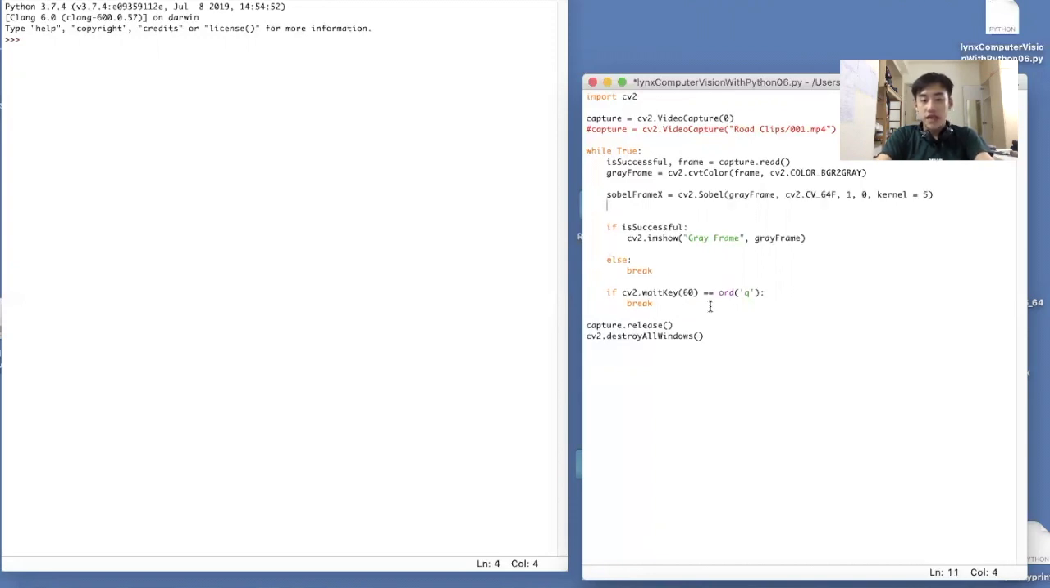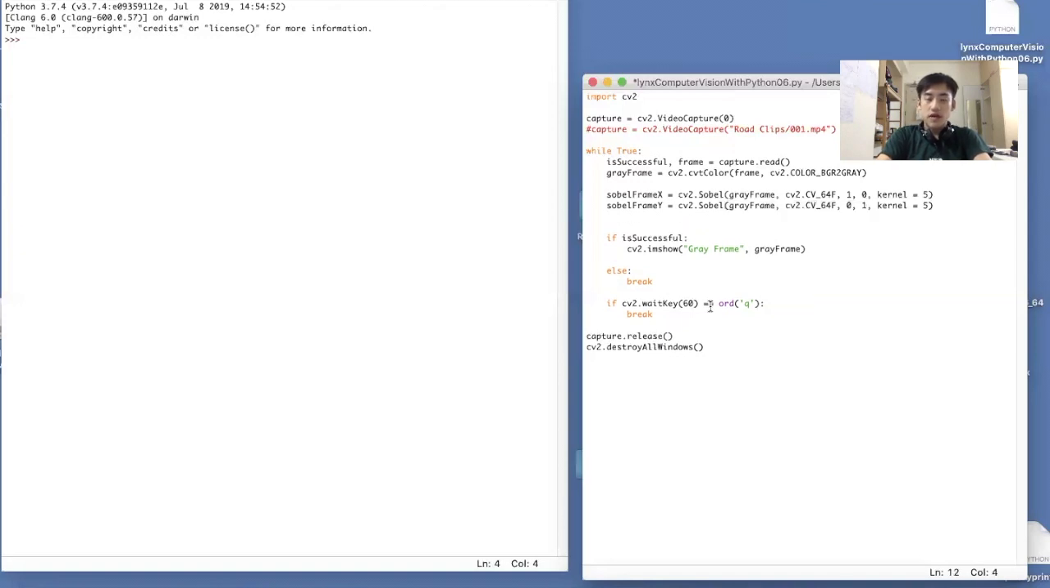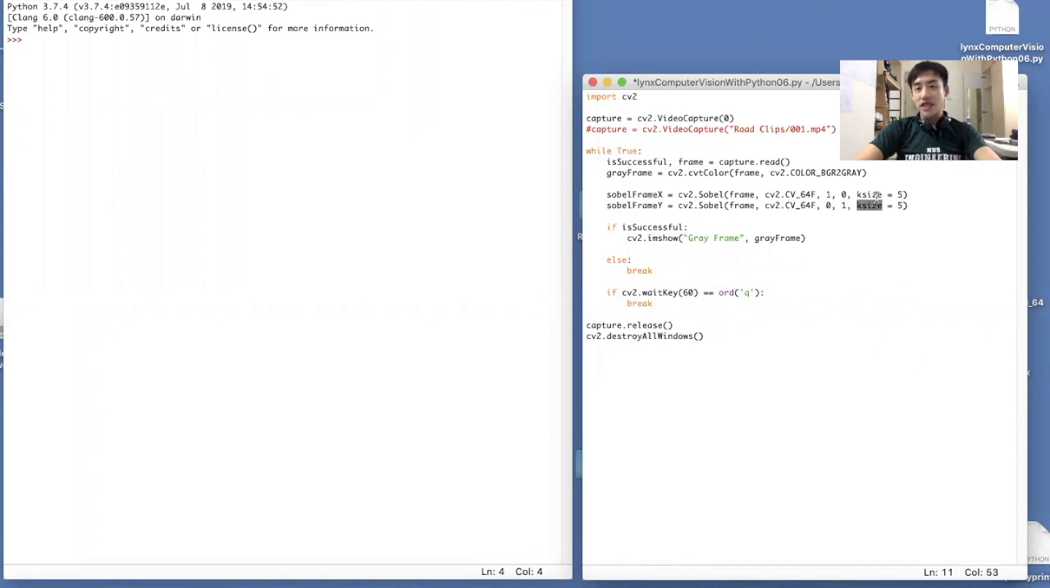Right. So similarly, let's do one for the y-axis. Sobel frame y, cv2.Sobel, frame, cv2.CV_64F. For this, it'll be different, so it'll be 0, 1. ksize equals 5. One argument I changed is actually ksize, so that's how the naming convention is done. This means the x-axis and the kernel size is 5. And similarly for the y, all the arguments are the same except this 1 and 0 are just swapped over.